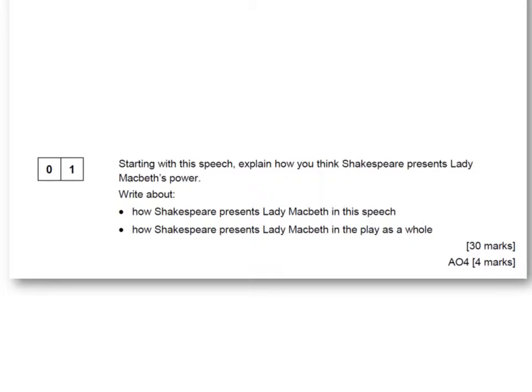And then at the bottom, the question will be laid out like this. Starting with this speech, explain how you think Shakespeare presents, in this case, Lady Macbeth's power. Write about how Shakespeare presents Lady Macbeth in the speech, how Shakespeare presents Lady Macbeth in the play as a whole. There's 30 marks, and then an additional 4 marks for how well you write it, so your technical accuracy. Now you'll notice it's split into two. The first part of the question looks at the passage, the second part asks you to spring out to the rest of the text.